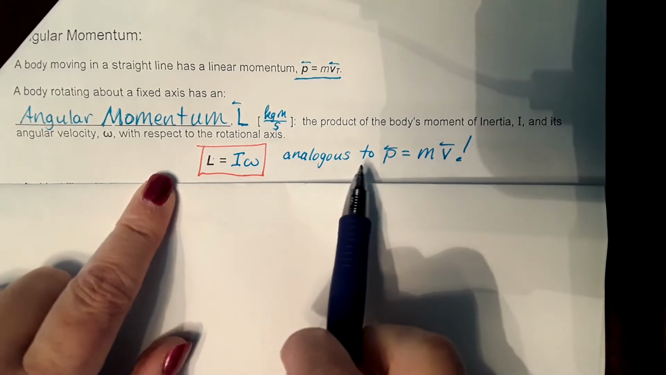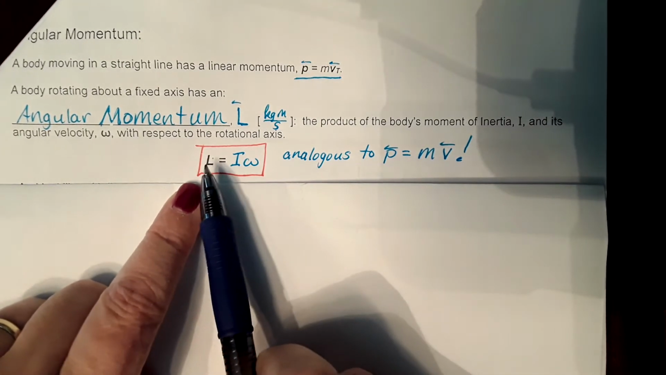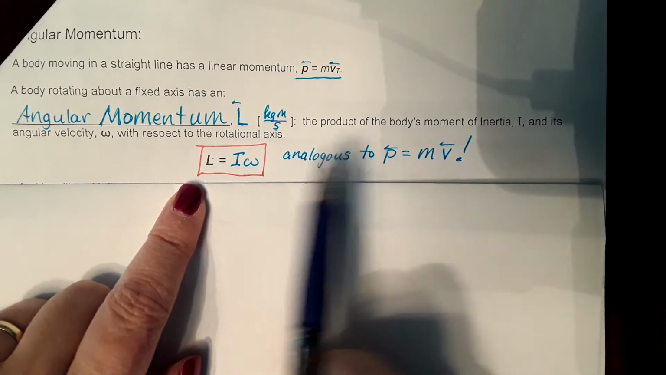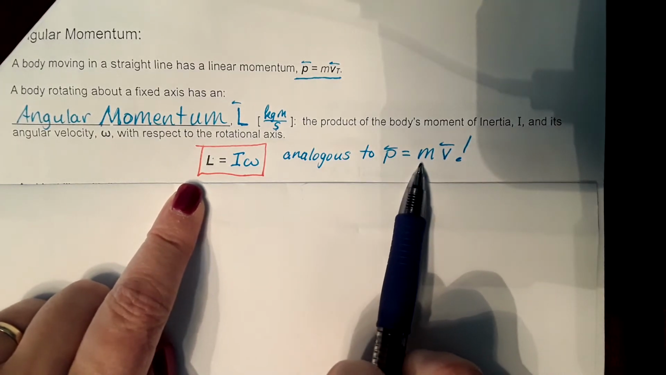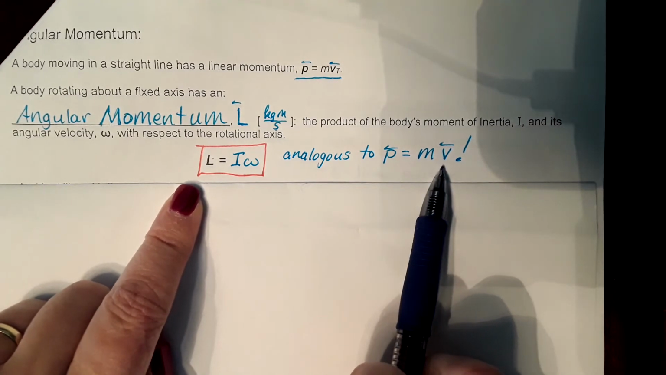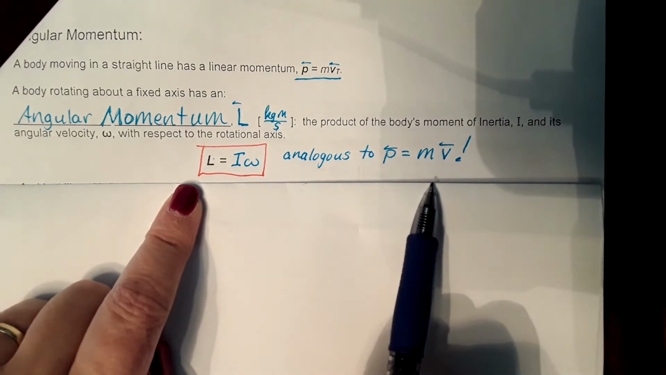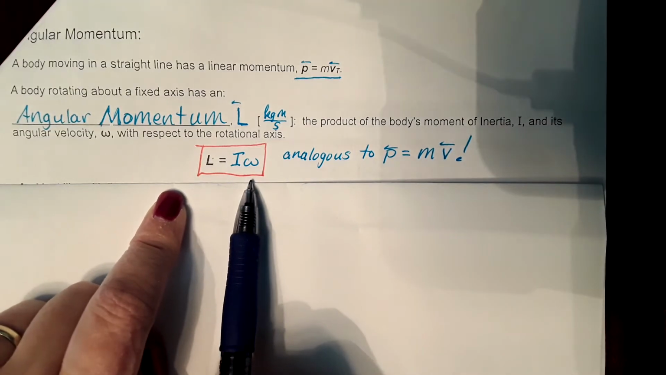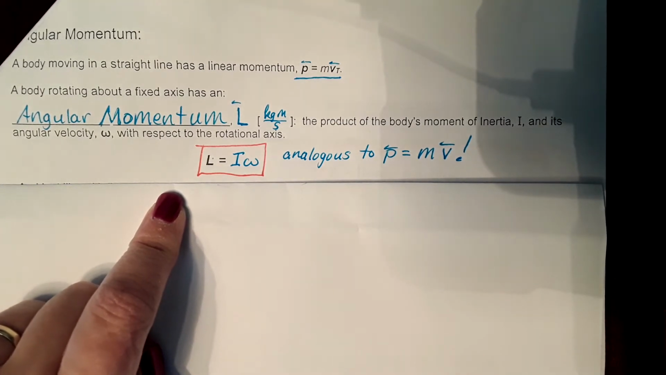This is again analogous to linear or translational momentum. So here we have angular momentum, here we have linear momentum. Here we have moment of inertia, here we have its analogous mass. Here we have angular speed, here we have linear or translational velocity. And I should have said angular velocity right there. Okay, so this is how we would find angular momentum L, moment of inertia times the angular velocity.